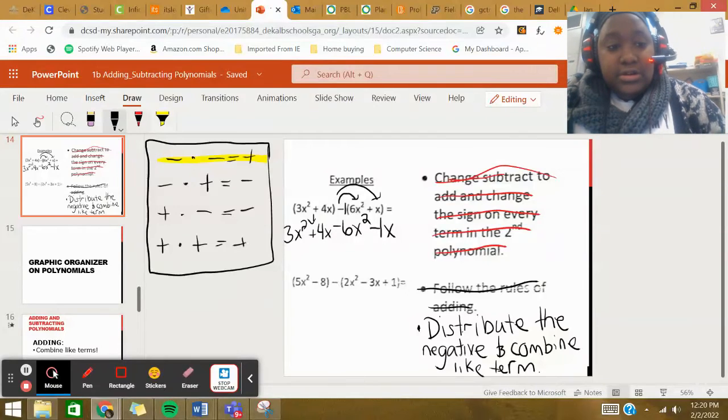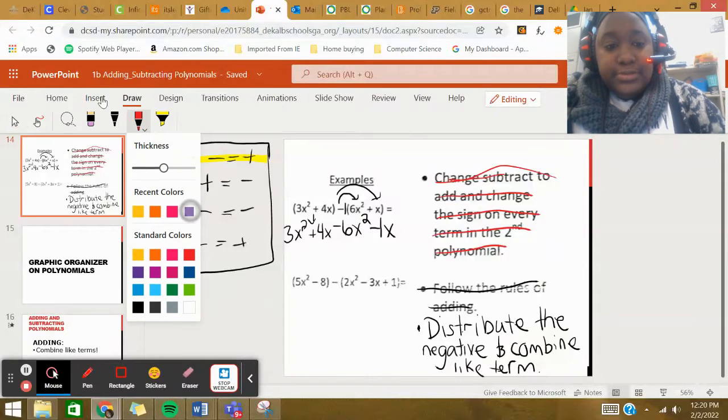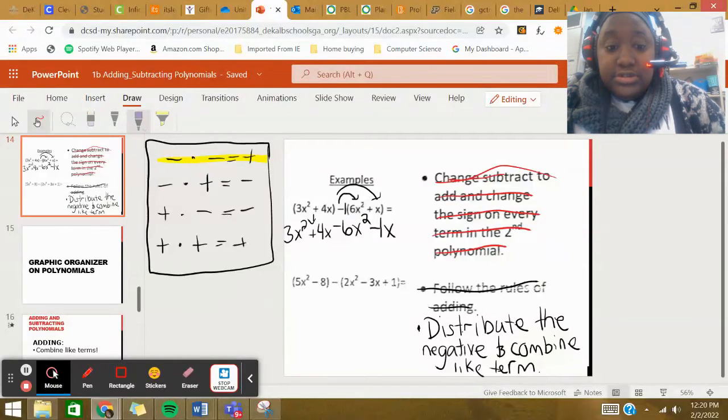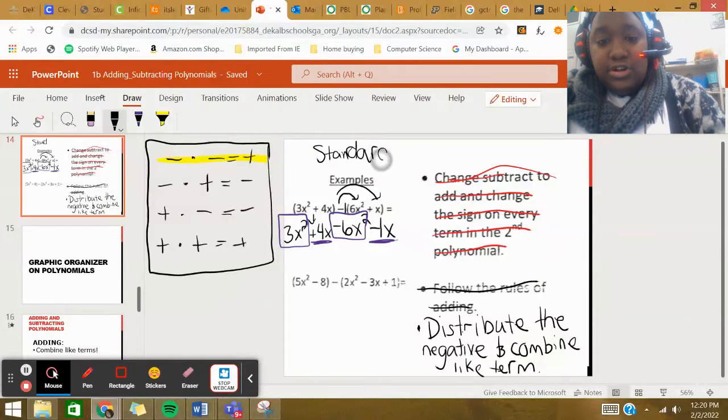From here, we are going to, let me change the color. We're going to combine our like terms. So let's take a look and see what terms do we have alike. You have 3x squared, and then you have negative 6x squared. These are like terms. And then you guys have a 4x and a negative 1x. Again, please remember that everything has to be in standard form. And I will write this on the outside of my foldable because regardless of whether you add, subtracting, or multiplying polynomials, everything has to be in standard form. Okay.